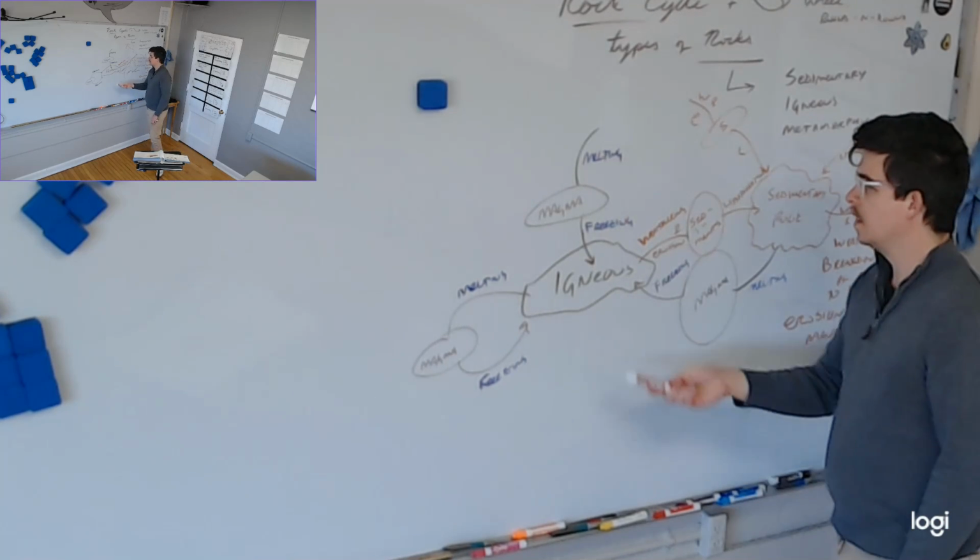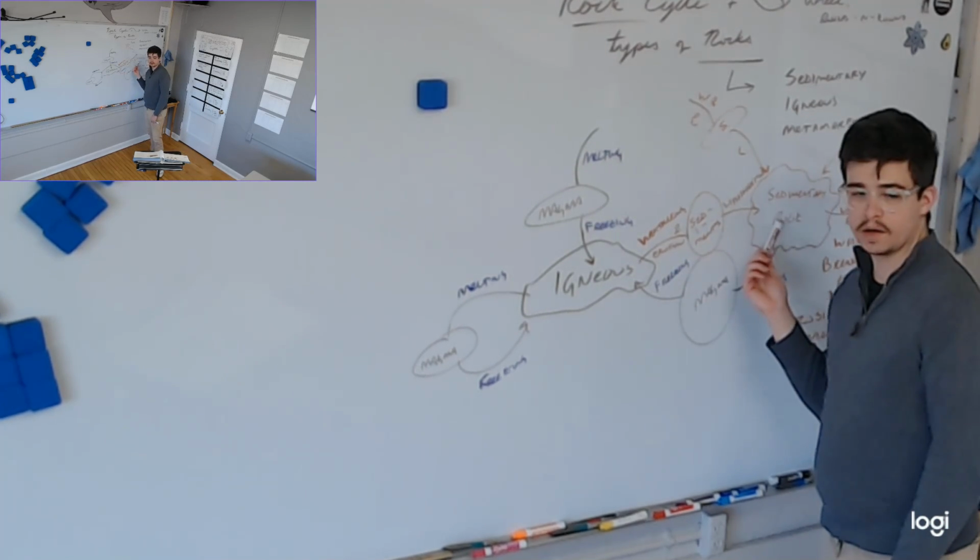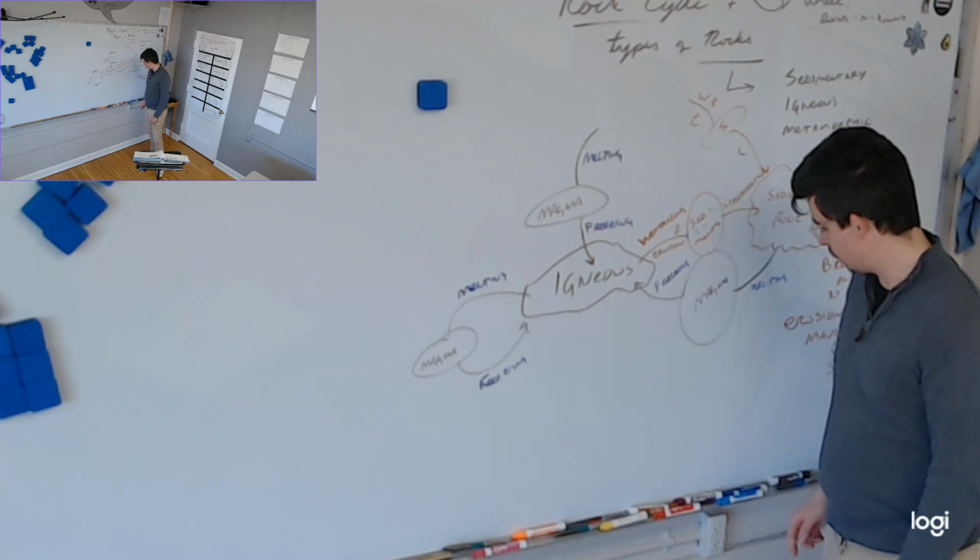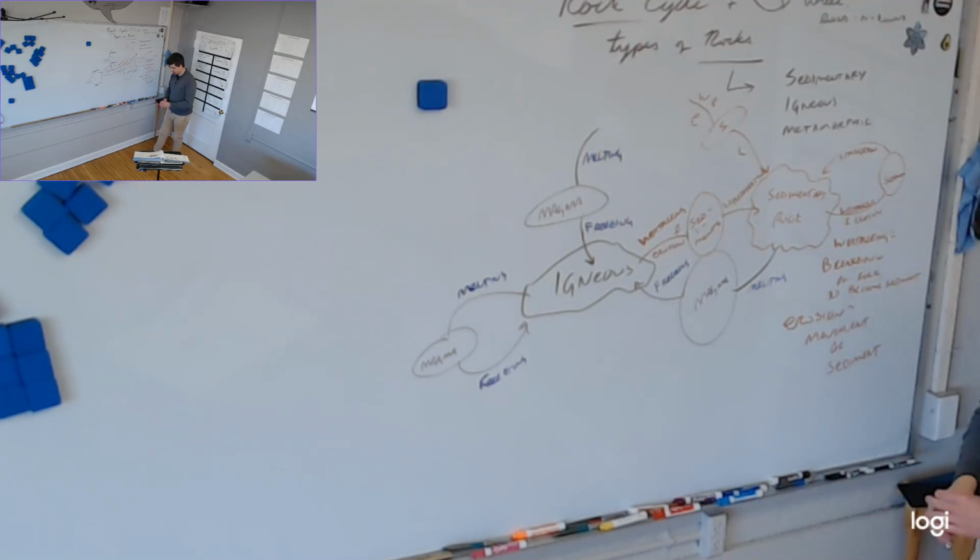So now we know sedimentary rock can become igneous rock. What must happen for sedimentary rock to become igneous rock?